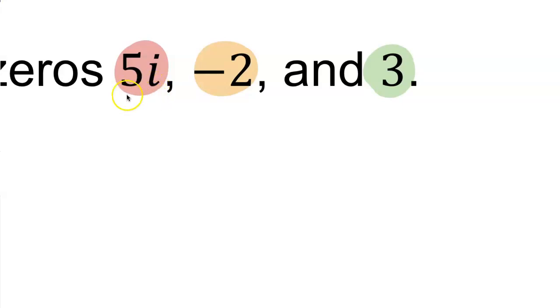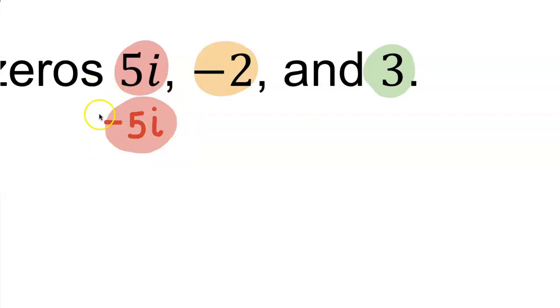So what we can use is the conjugate zeros theorem that if 5i is a zero, then its conjugate pair, -5i, must also be the zero of this polynomial. So by just making the opposite sign, 5i and -5i, we figured out the fourth zero.